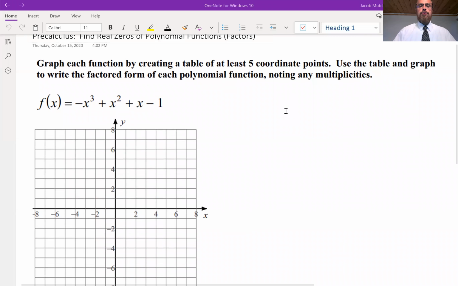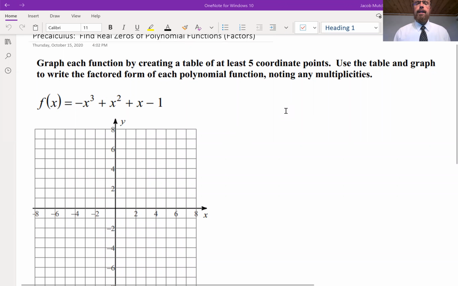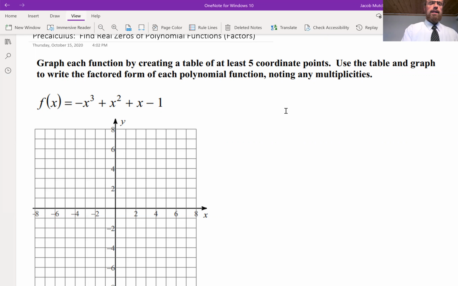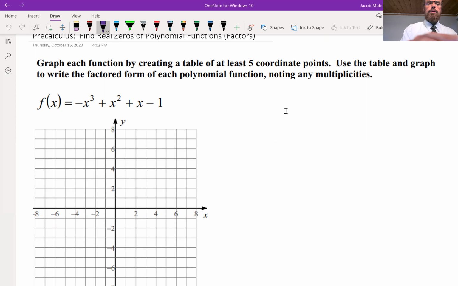Here our instructions are to graph the function by creating a table of at least 5 coordinate points. So we'll start by graphing. And then once we've got that table and the graph, we want to use it to write the factored form of the polynomial function, noting any multiplicities. Well, let's start with that first task of graphing the function.